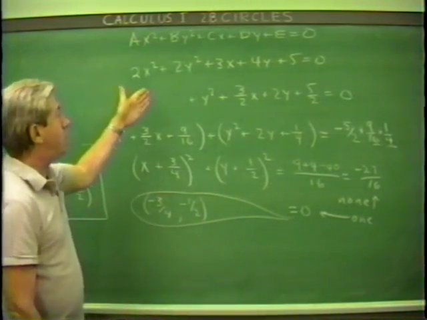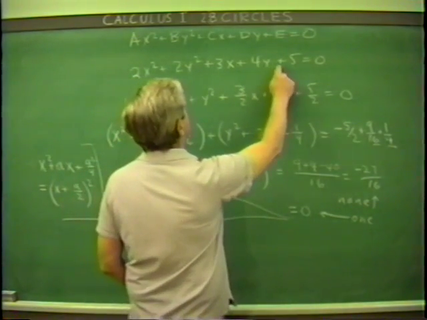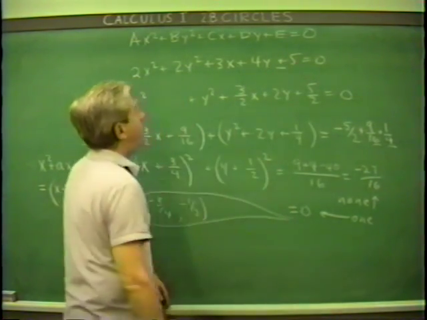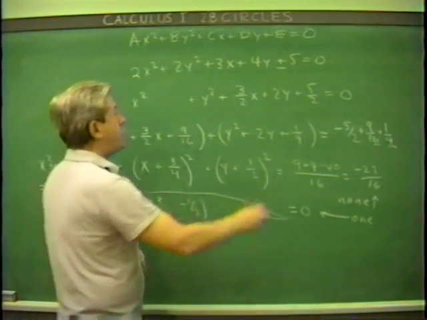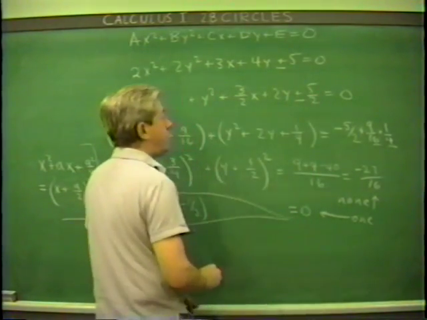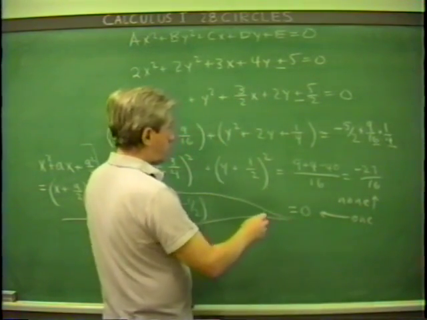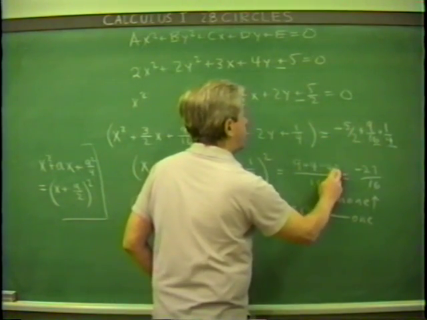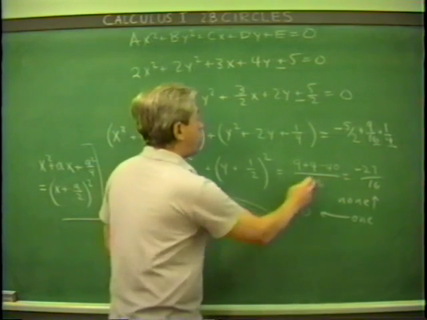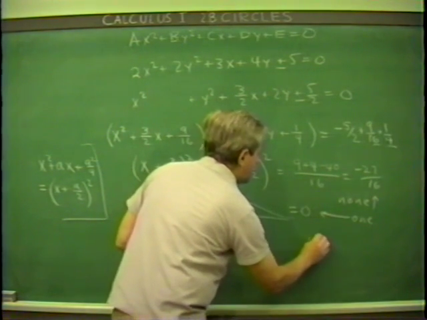All right, now we haven't found a circle yet. I want to change the problem. I want to change this to minus 5 instead of plus 5, in which case I'm going to get minus 5 halves over here, and instead of minus 40, I'm going to have plus 40, and so altogether I'm going to have 53/16.